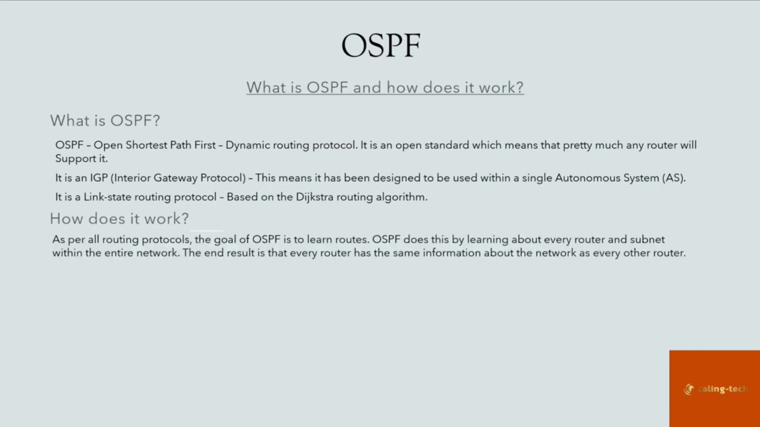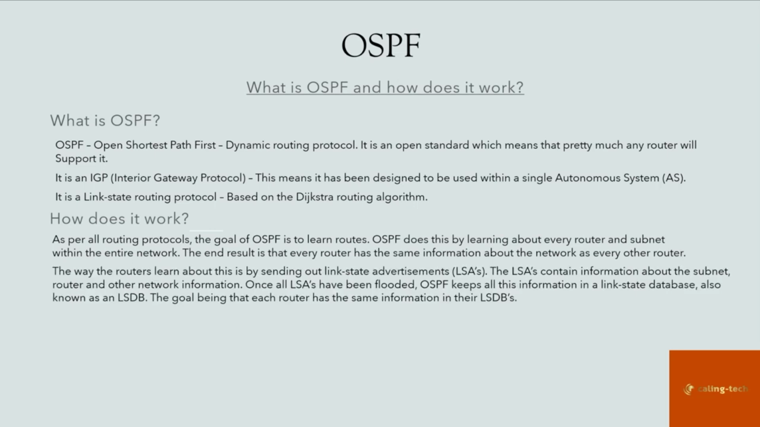How does it work? Well, as per all routing protocols that are dynamic, the goal of OSPF is to learn routes. OSPF does this by learning about every other router and subnet within the entire network. So the end result is that every router should have the same information about the network as every other router. And the way the routers learn about this is by sending out LSAs, or link state advertisements.